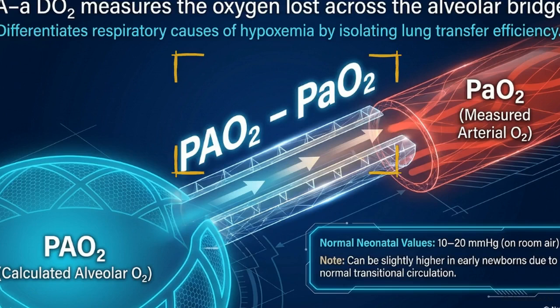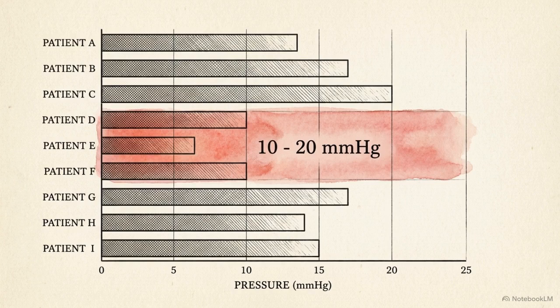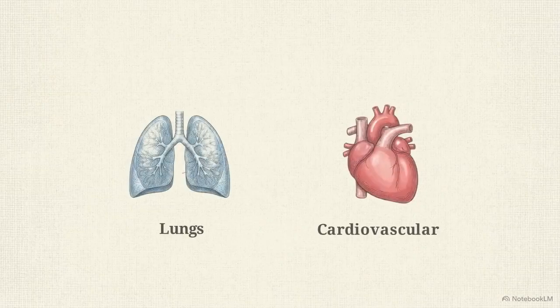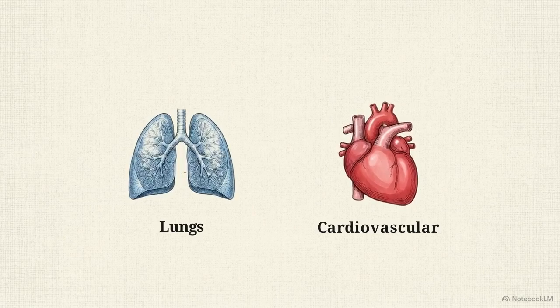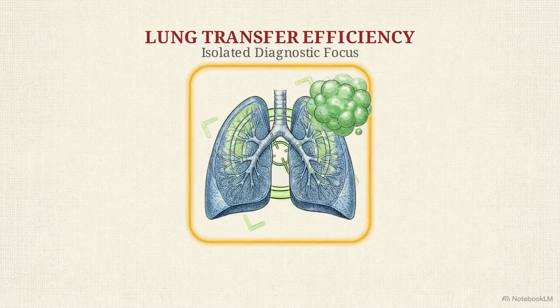Big A for alveolar oxygen minus little a for arterial oxygen calculates exactly how much gas is lost across that barrier. A normal baseline value in neonates is 10 to 20 millimeters of mercury. Any climbing number sets a strict reference point for impending pathology. By isolating this specific gradient, you remove the cardiovascular system from the diagnostic equation entirely. You prove exactly how well the lungs alone are functioning.